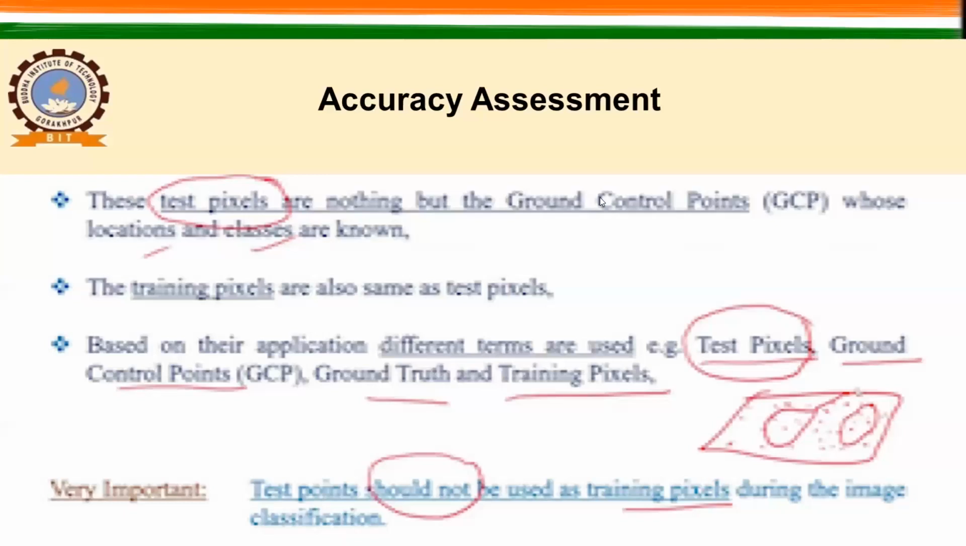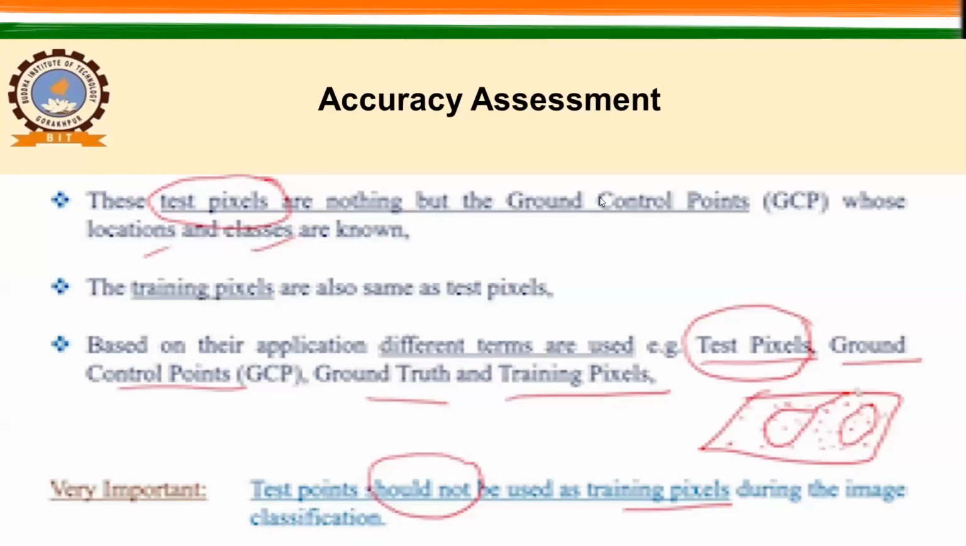The training pixels are also same as test pixels. ये बात मैंने पिछले previous slide में आपको बताई थी. In classification, there also we provided the location and the known classes. Here we are calling it test pixel. So both are the same, only based on the application different terms are used: ground control point, ground truth, and training pixel. In accuracy assessment, we use test pixel.